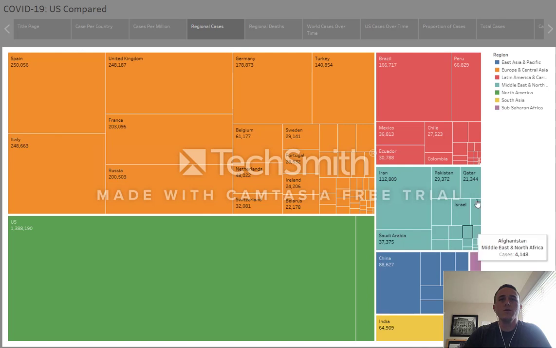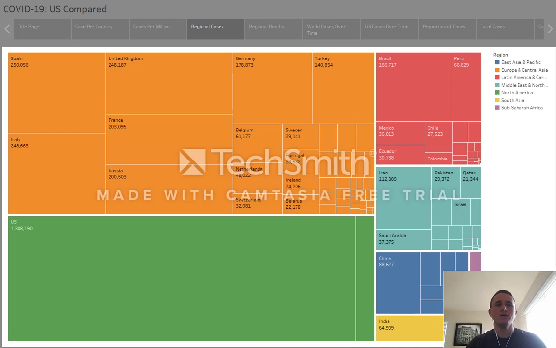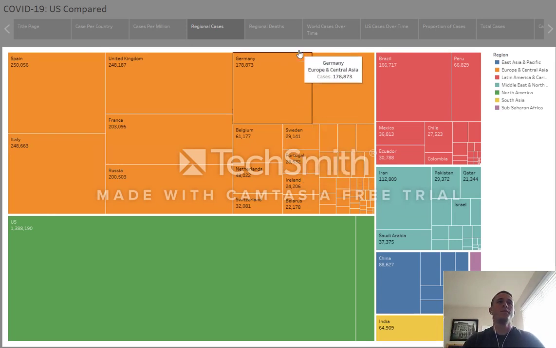We got the Middle East, North Africa, East Asia, and the Pacific. Then we have South Asia, primarily India and Bangladesh, making up their population, as well as some cases in sub-Saharan Africa, but that's mostly based upon what's been reported.